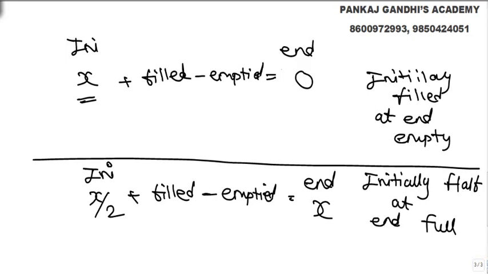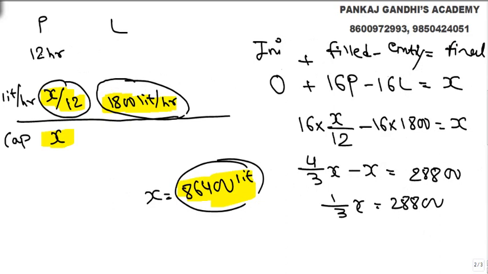But here in the question it was given: 12 hours pipe completely fills, so per hour x by 12. Leakage 30 liters per minute, so per hour multiply by 60. Initially it was empty, at the end it's filled, we got it.